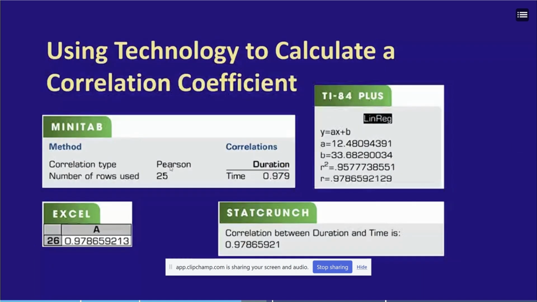My hope is that you'll be able to use some form of technology to calculate a coefficient of correlation in the future. Here are 4 examples of different types of technology that can be utilized: Minitab, Excel, TI-84+, and StatCrunch.